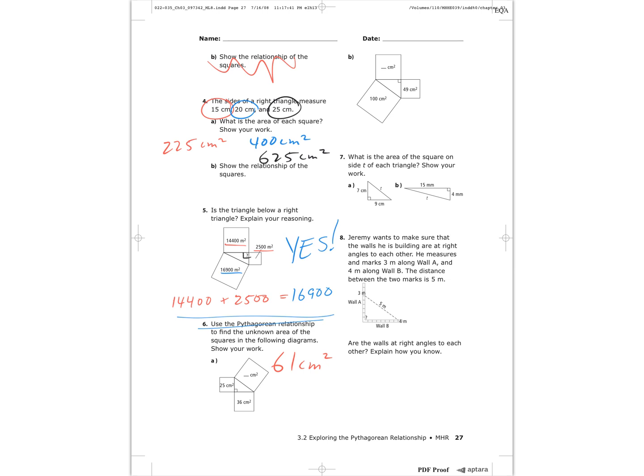This one up here, if we look at it for B, again, you've got to be careful. It's always the two small ones that add up to the big one. So I can't just go, oh, add these two and get that. No, that doesn't make sense. This is the biggest one. So what would I have to add to 49 to get 100? 51. So that one's 51 centimeters squared.